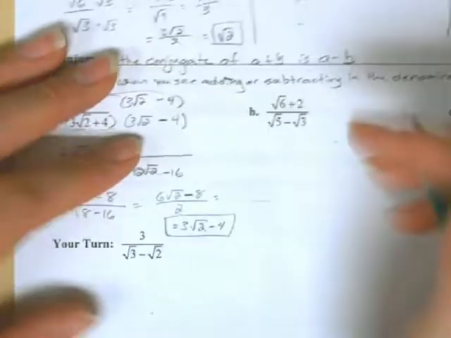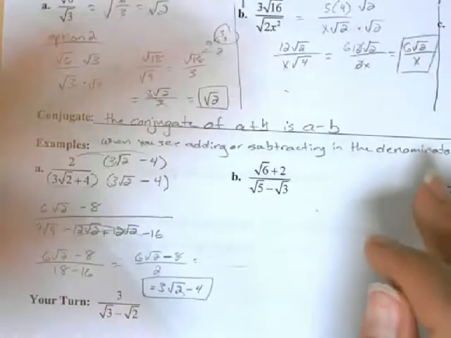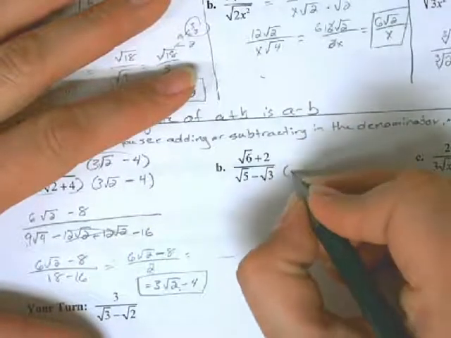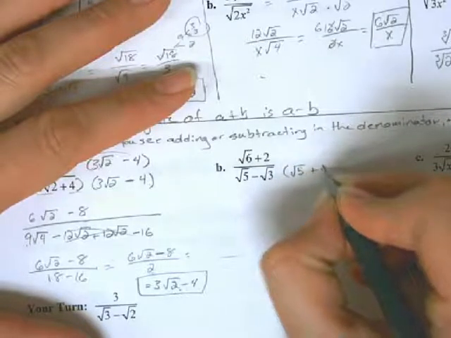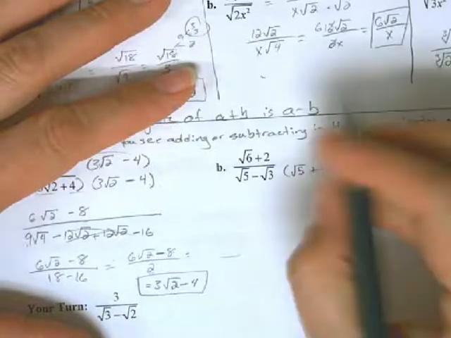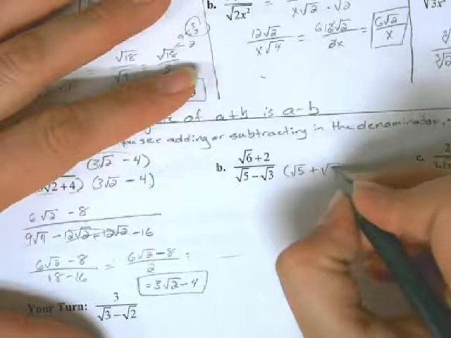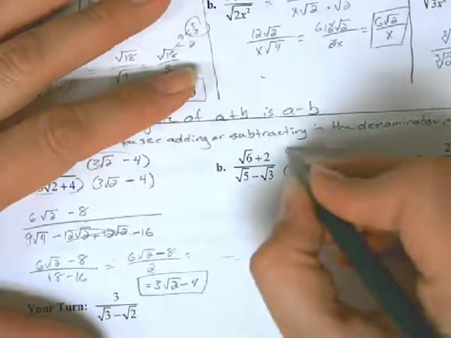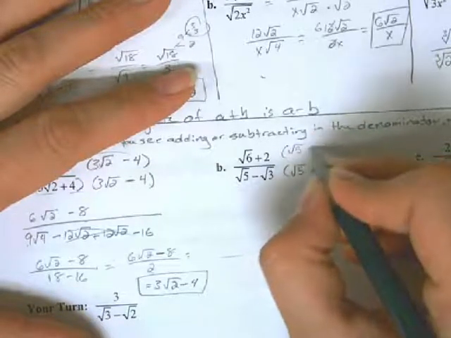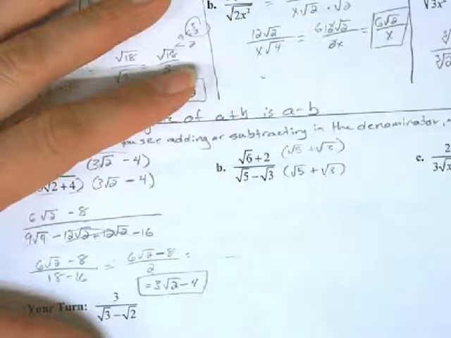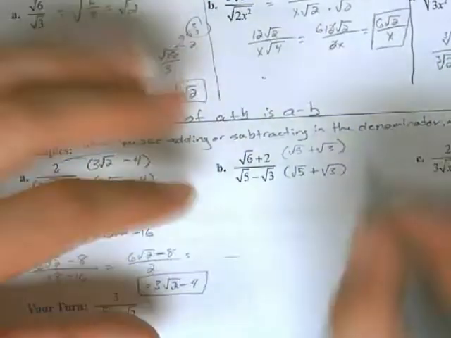And you'll get to kind of see that here. So I got a minus sign in my denominator. That tells me I'm multiplying by the conjugate. For the conjugate, you just switch the sign here. So square root of 5 plus the square root of 3 is what I'm going to multiply by, top and bottom, always top and bottom. So I'm going to have to FOIL twice here.